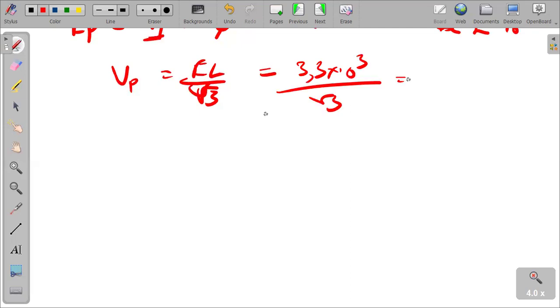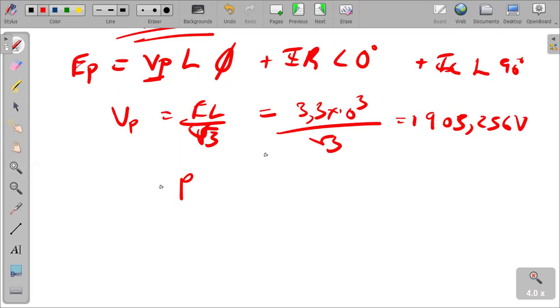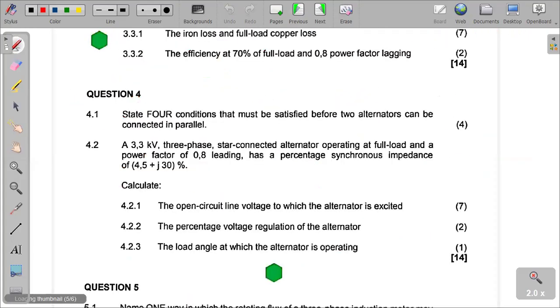and we are gonna get 1905.256. Right, so that's 1905.256 volts. Then, in order to calculate IP times RP, which are the phase current and phase resistance, the resistance per phase, we have to use the per unit resistance, because we have been given the percentage synchronous impedance, 4.5 plus J30.